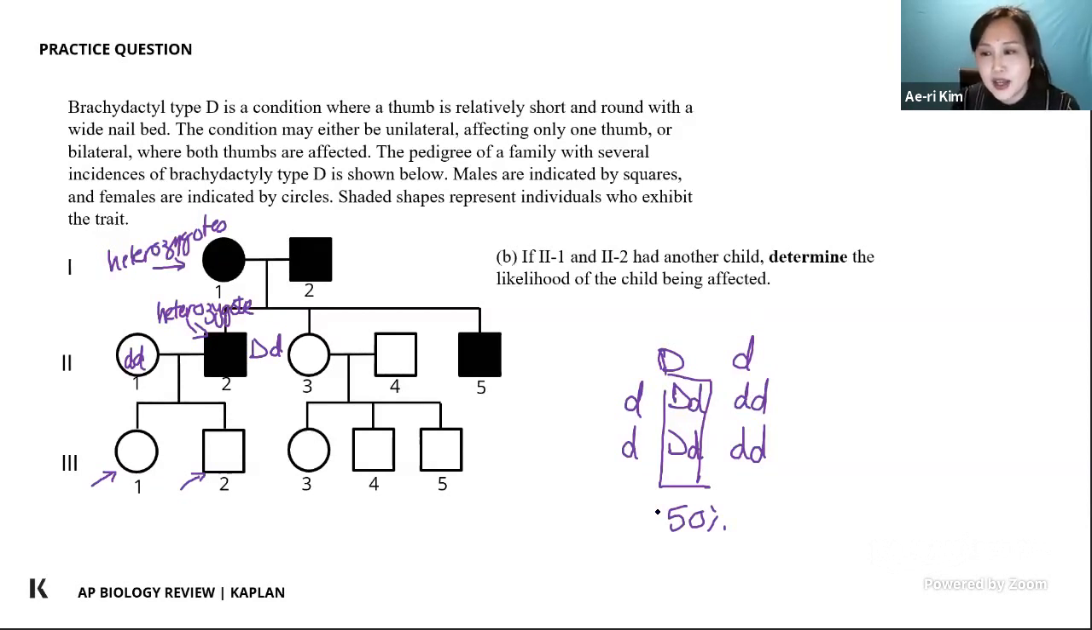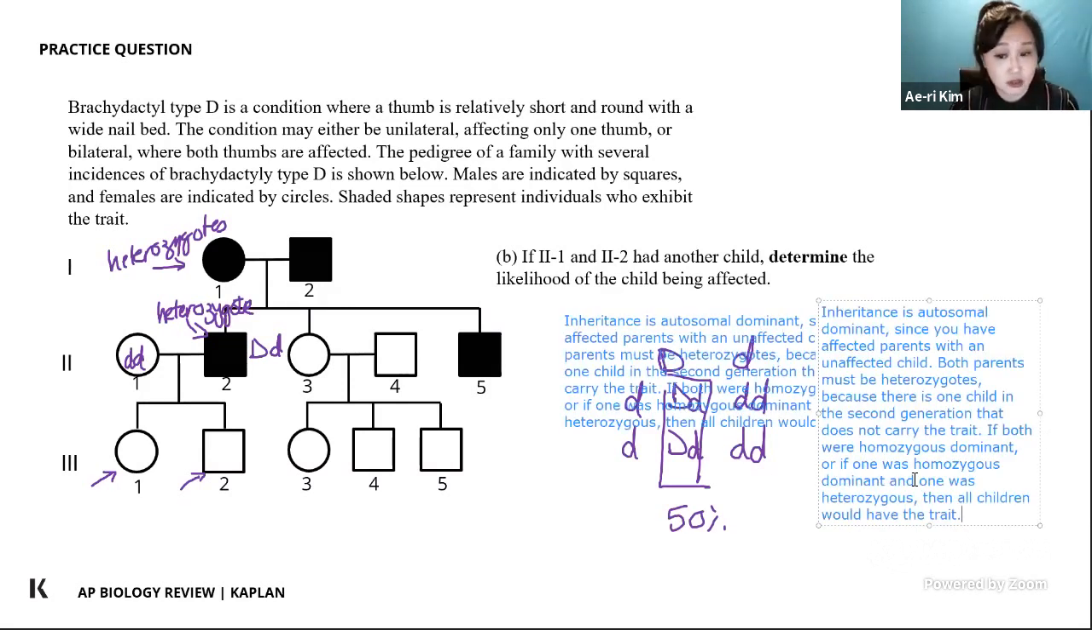Can you give it as a fraction as well? Yeah, a fraction would work. A 1 out of 2 chance that the child is going to be affected would totally work as well. You do want to make sure that you have an answer. So here, as before, I'm just going to throw that in. Oh, no. That is not what I wanted to happen. There we go.